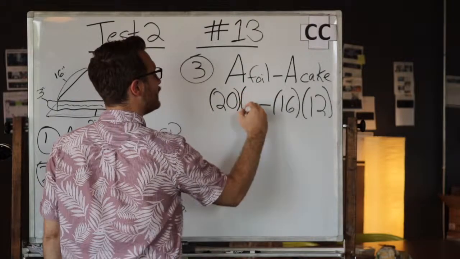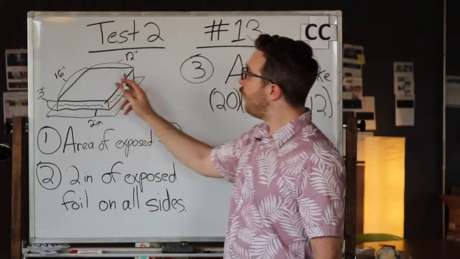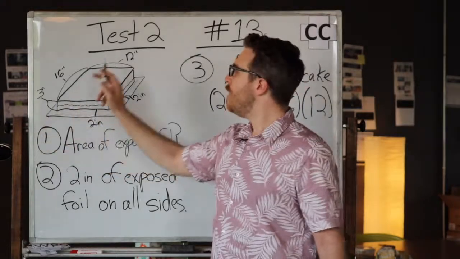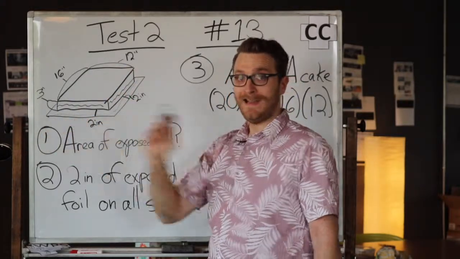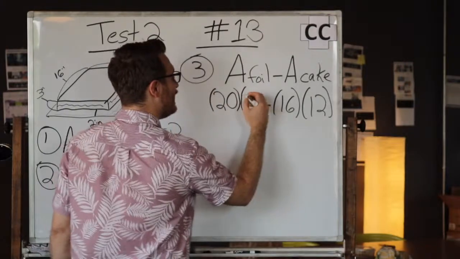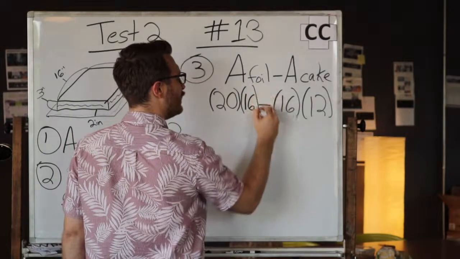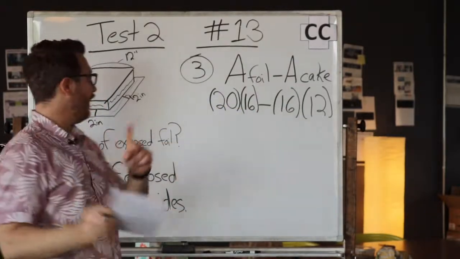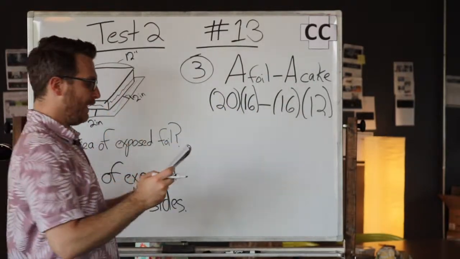Let's do the same process for the width. It's 12, but on both sides we add 2 inches to find the width of the cardboard, 12 plus 4 equals 16. So I now have the area of the foil minus the area of the cake to find the area of the remaining exposed foil.